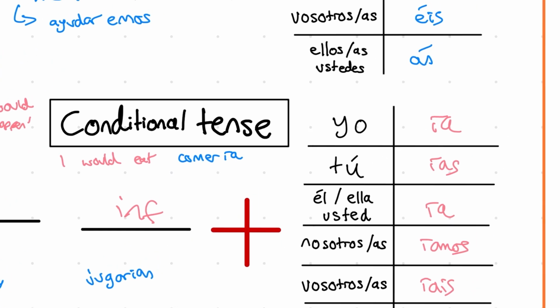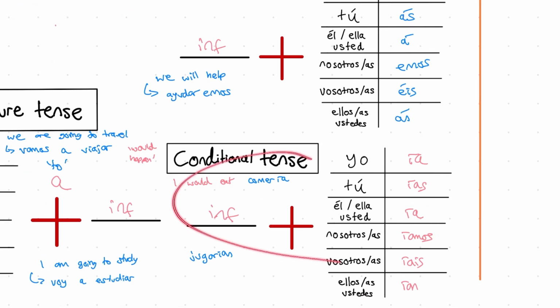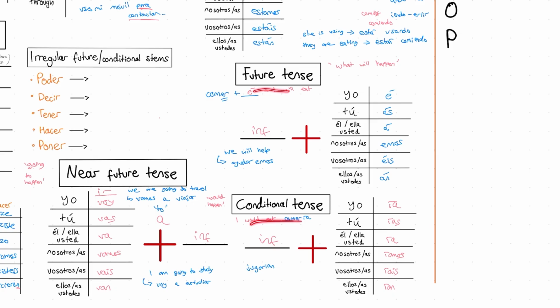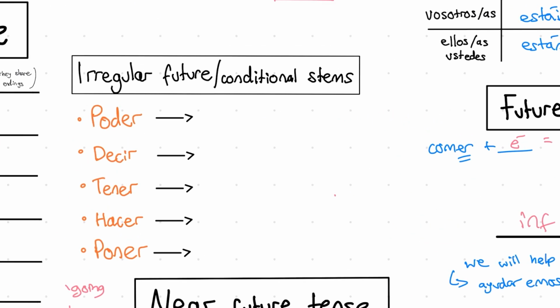So really basic. Once you've got the endings down, these tenses are not too complicated. You just have to learn how they work with the endings and stuff, how to conjugate the verbs. Okay, so future and conditional done. Let's talk about the irregular bits, which is covered here. It's the same for the future and the conditional.